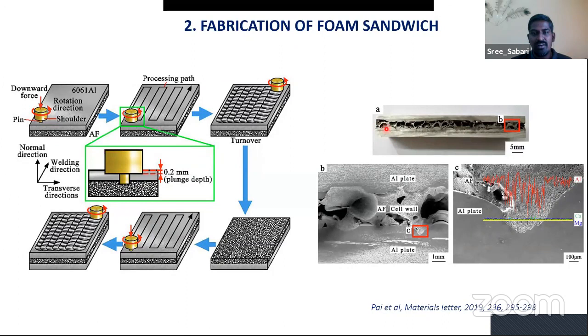Here you are using a rigid tool, and it is passed over in these trajectories so that a bond between the sandwich product and the top plate or the bottom plate can be achieved. In figure C, you can see that the interaction between the foam and the material is very clear and defect free. There is no crack or vacancy there. It is completely bonded, and the bond is a metallurgical bond. That is a very important thing.